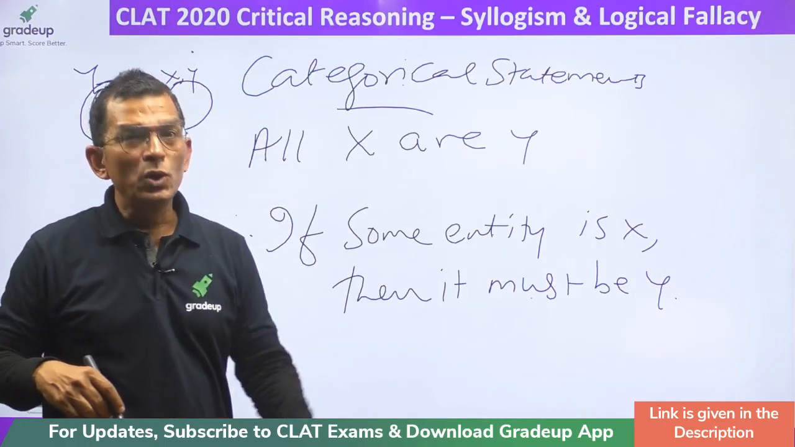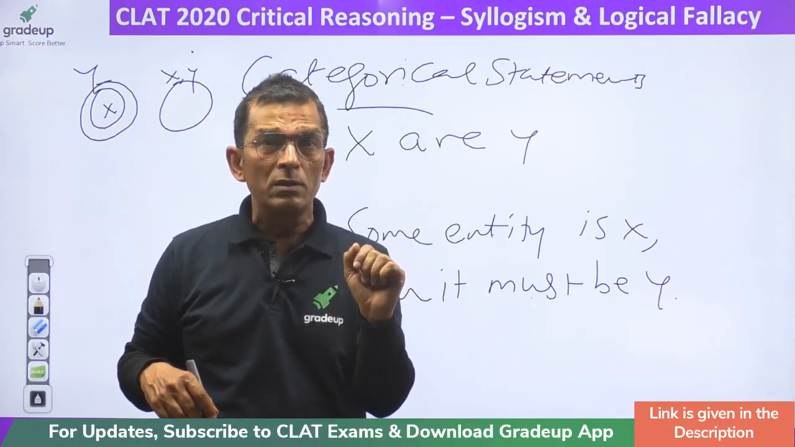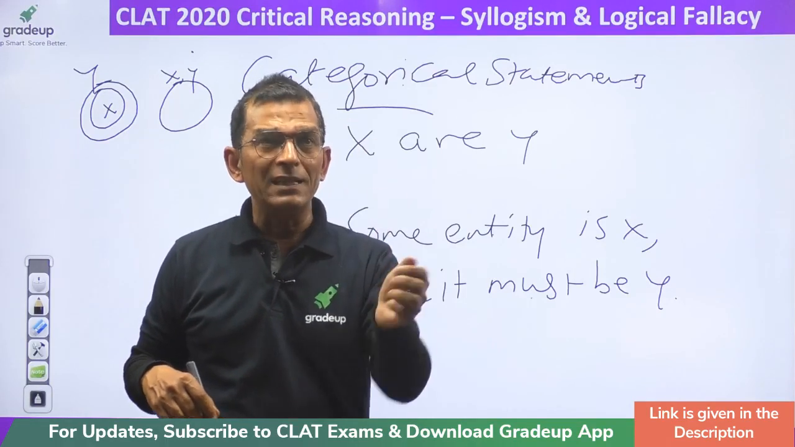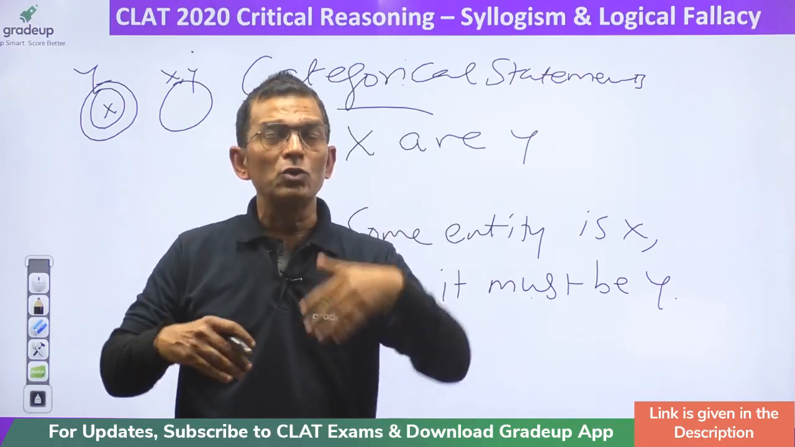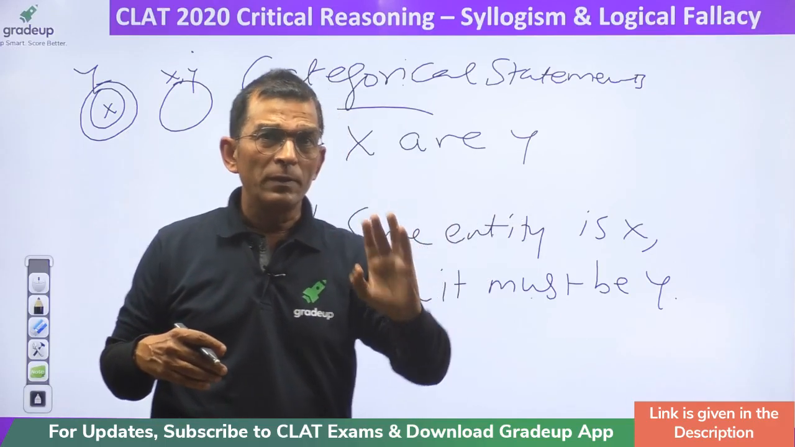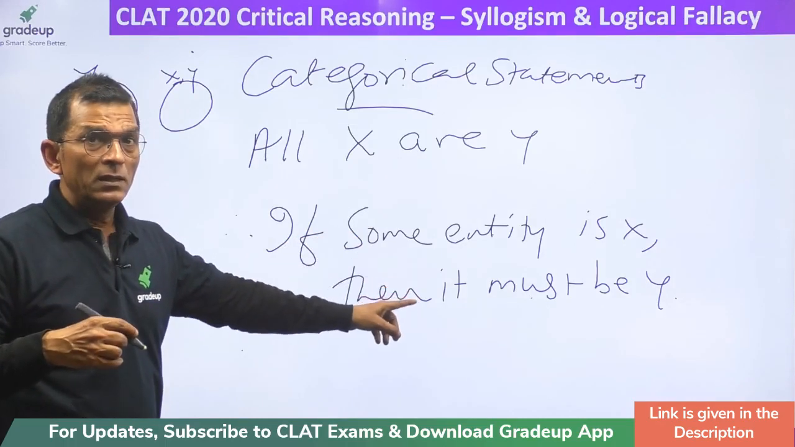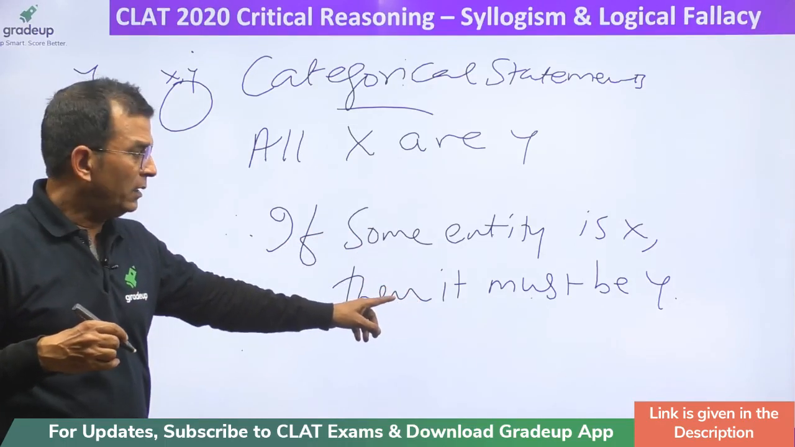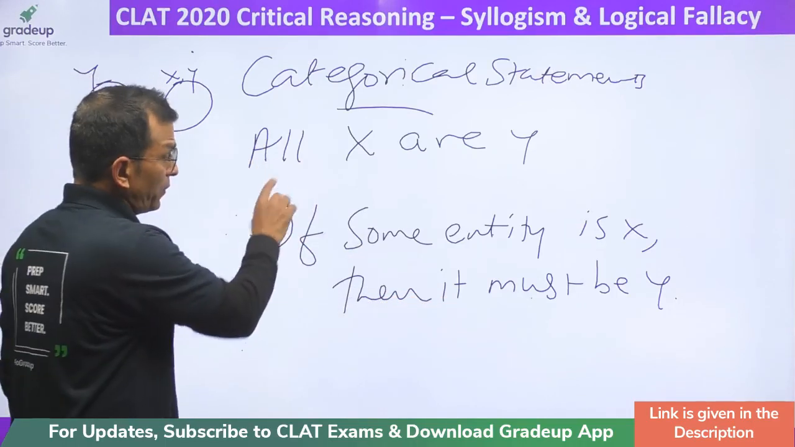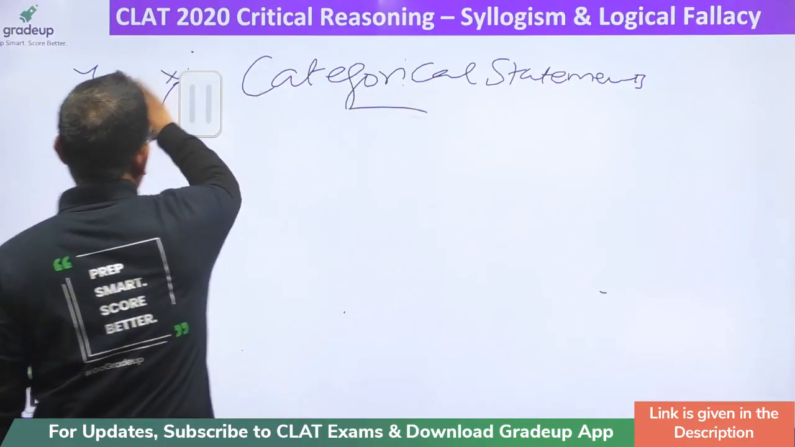Do you want to use this logic in your reading comprehension passages, or you don't want to? I told you that syllogism questions will not come this year directly. But do you want to use this knowledge in your passages? Okay, this is true: if some entity is X, then it must be Y. So this kind of question is what you can expect, but not directly. It will be from the passages.